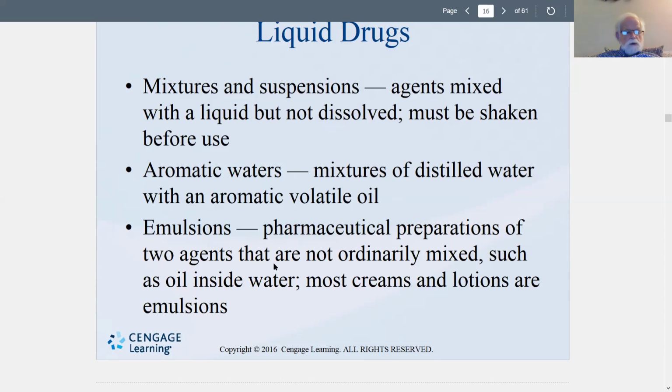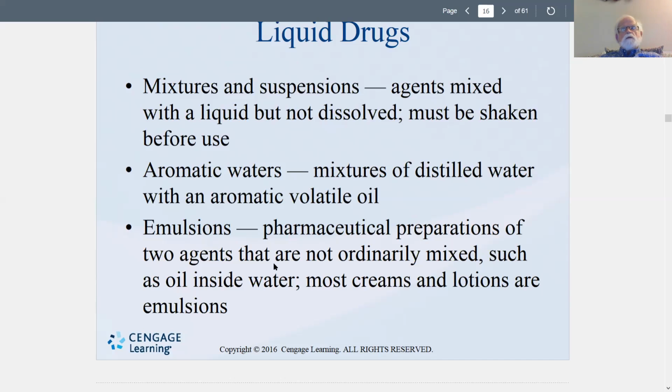Not too many drugs come as aromatic waters, but sometimes they're used in naturopathy. But this is distilled water and something that is an oily substance that will evaporate readily if it's just on its own. These things have a distinct fragrance to them. Emulsions are mixtures of liquids that do not mix together normally.